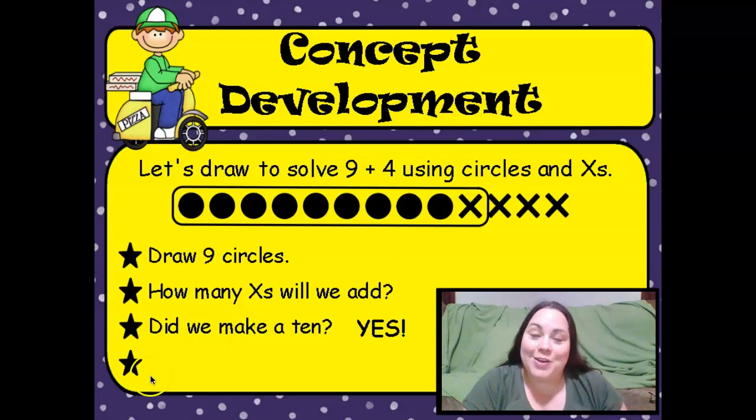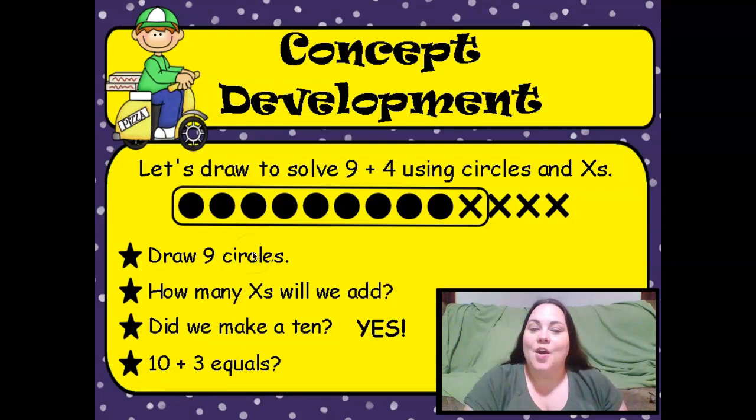So now I have a new problem, 10 plus 3. And what does 10 plus 3 equal? 13. It's the same problem. We just made a 10 and added on. So if we know 9 plus 4 equals 13, then 10 plus 3 equals 13.